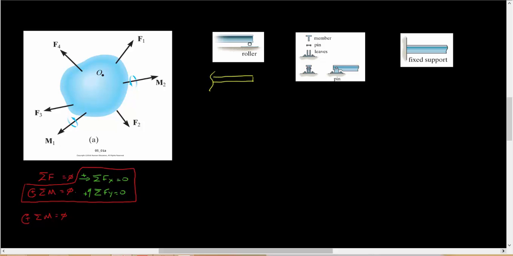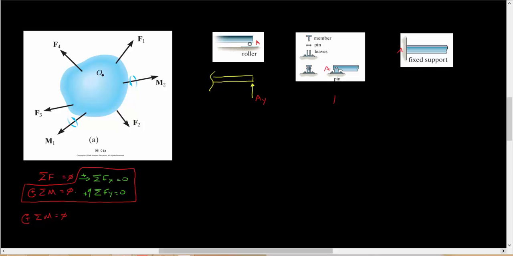When we draw our free body diagram for, let's say, this roller, I have my beam here. A roller is not going to allow this beam to go up or down. So we have a reaction force in our y direction. We'll call all these points A, so I would have A_y here.